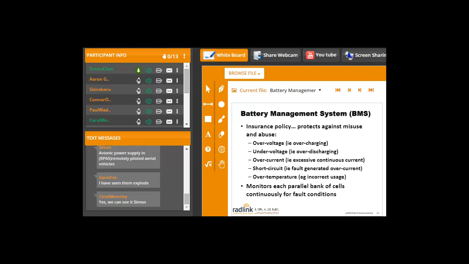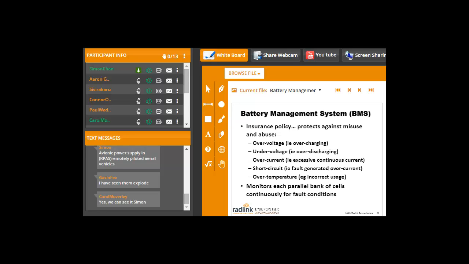Now, battery management system, I mentioned it quickly just now. The battery management system, or the BMS, is your insurance policy. It protects against misuse and abuse. I don't know about your customers, ours often don't listen to what we tell them. They misuse and abuse the batteries that we supply. One of the things that they do is the chargers that they use are not specified correctly, so there's an overcharging scenario.